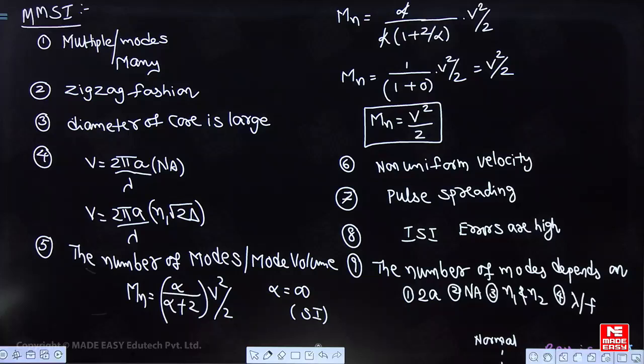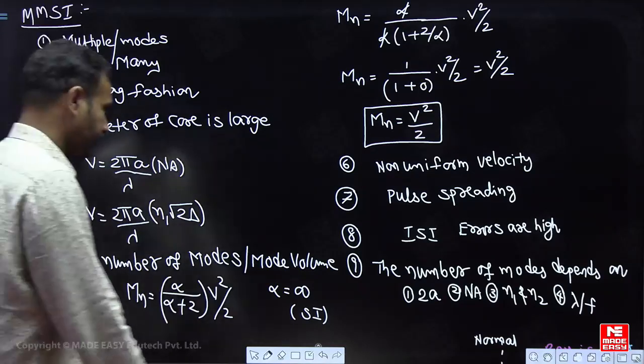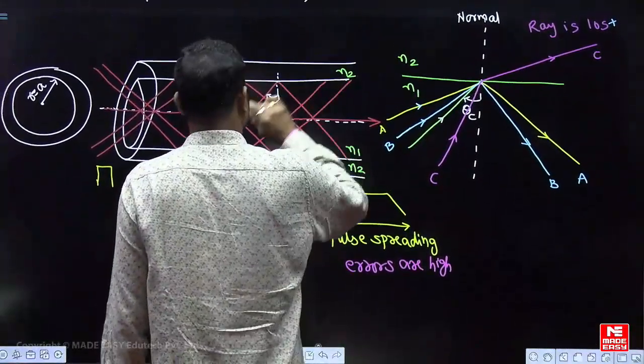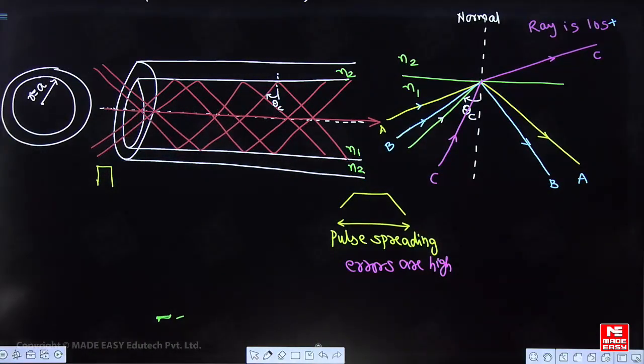Okay, write the next point. All rays do not follow the same path, and do not take the same amount of time to travel the length of the cable. Next point.